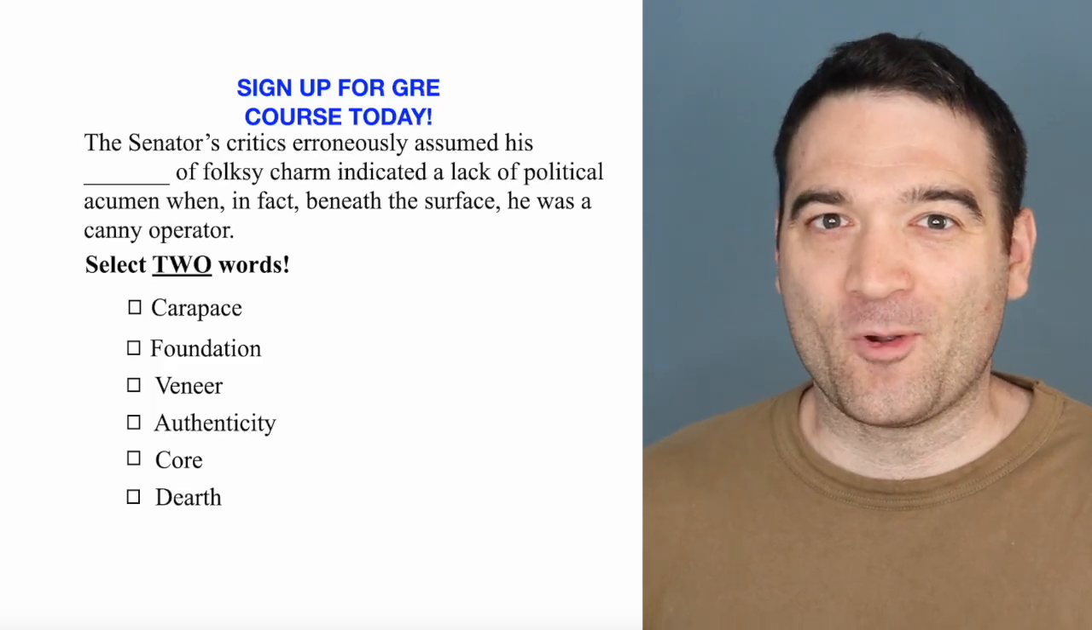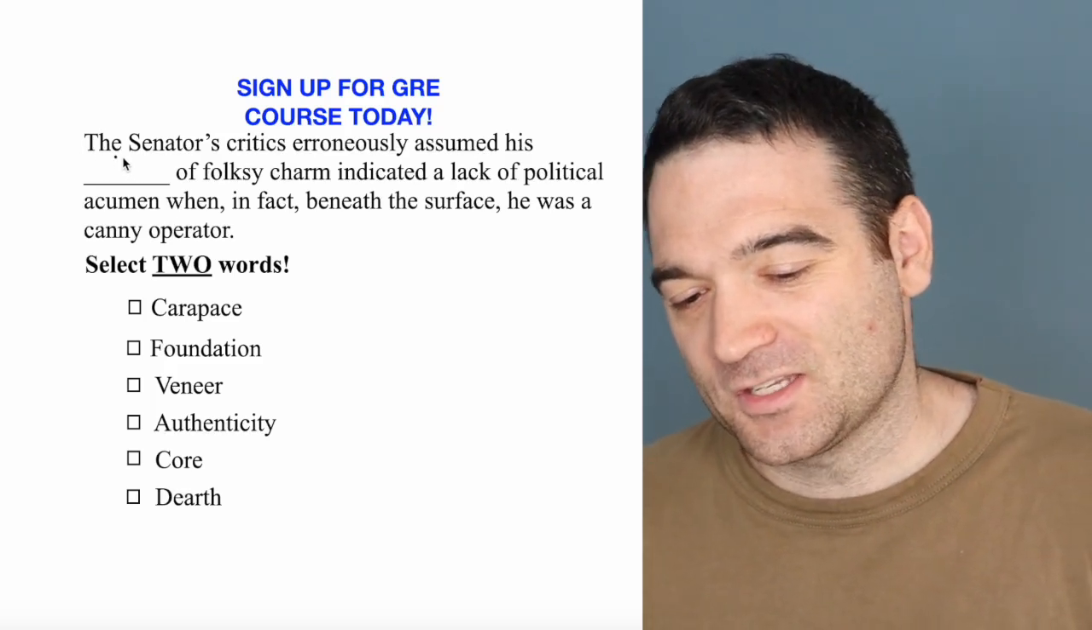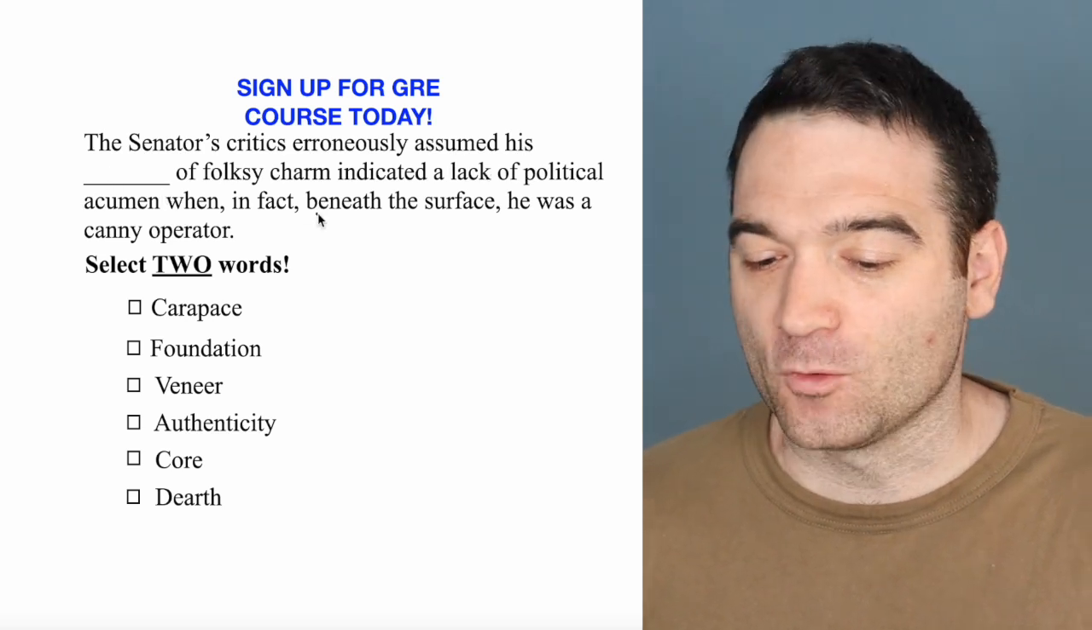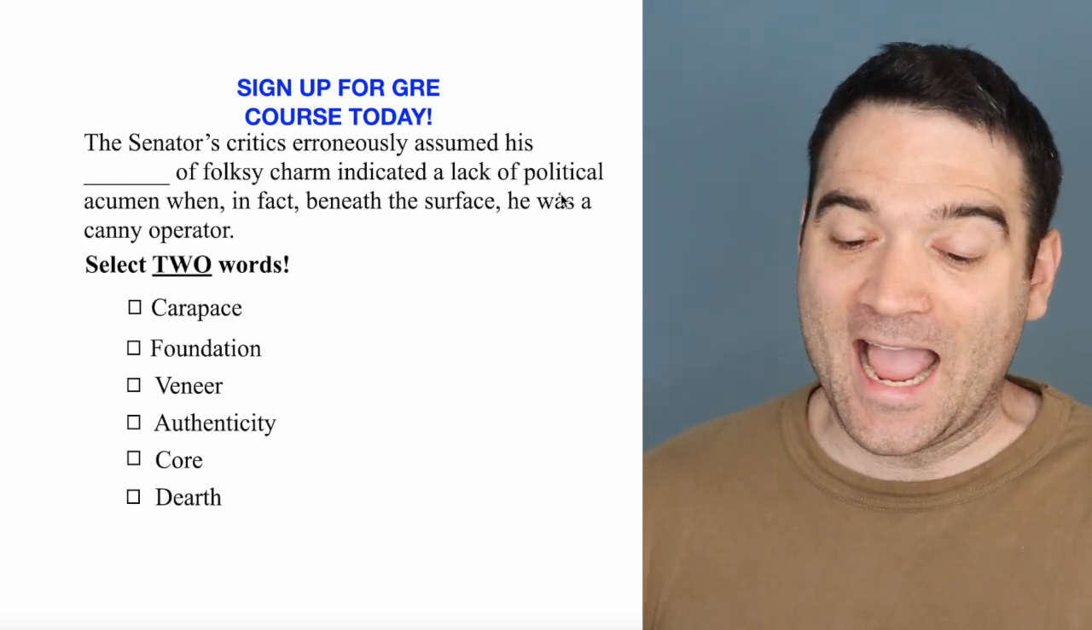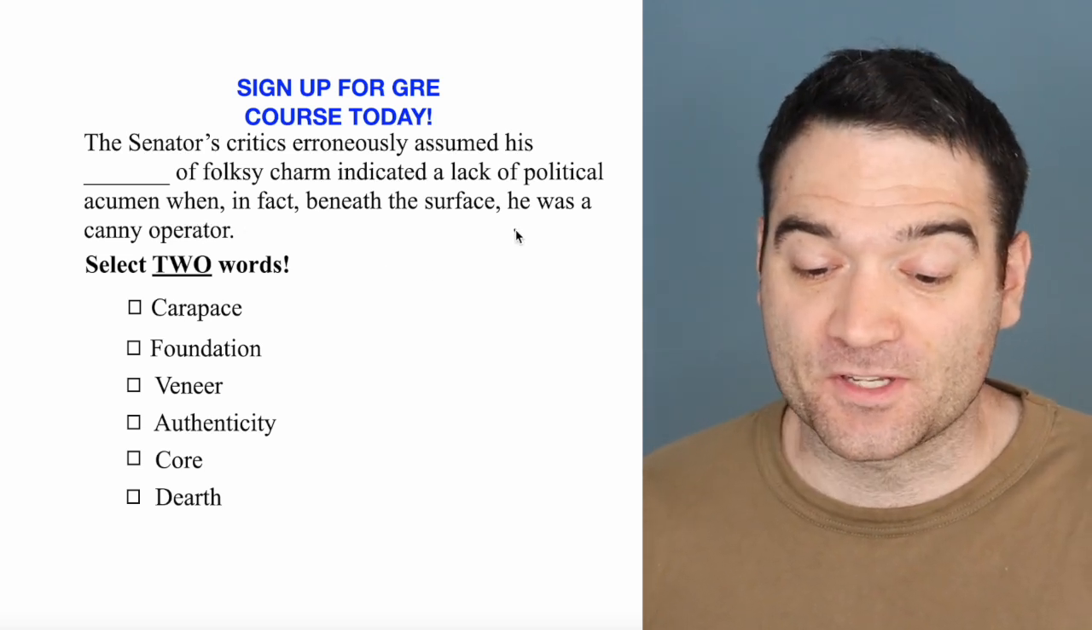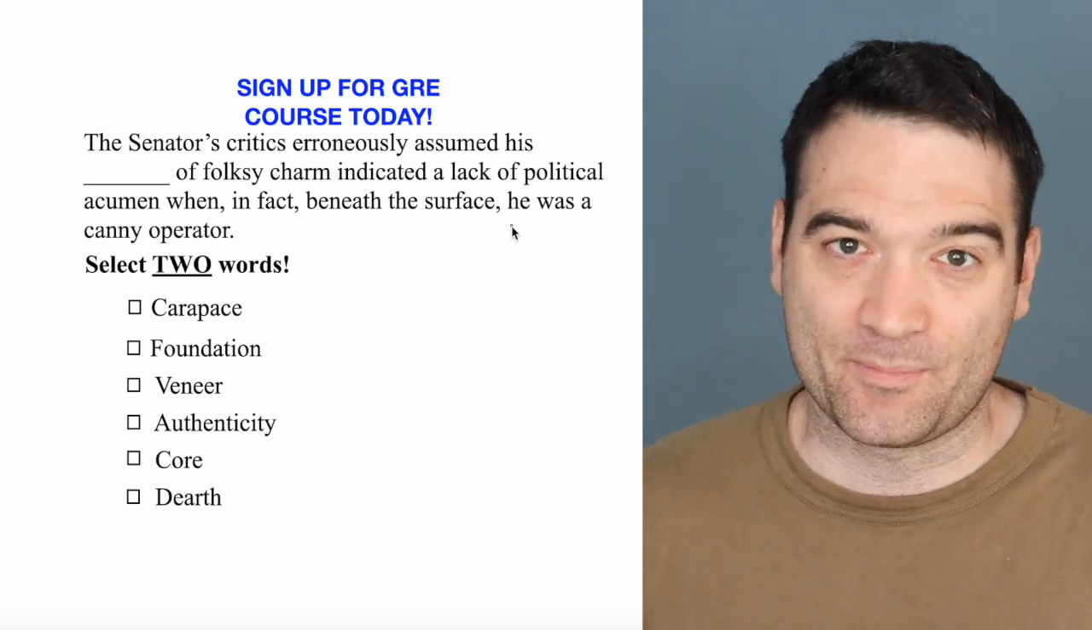Here's a GRE vocab question. Let's take a look. The senator's critics erroneously assumed his blank of folksy charm indicated a lack of political acumen, when in fact, beneath the surface, he was a canny operator.